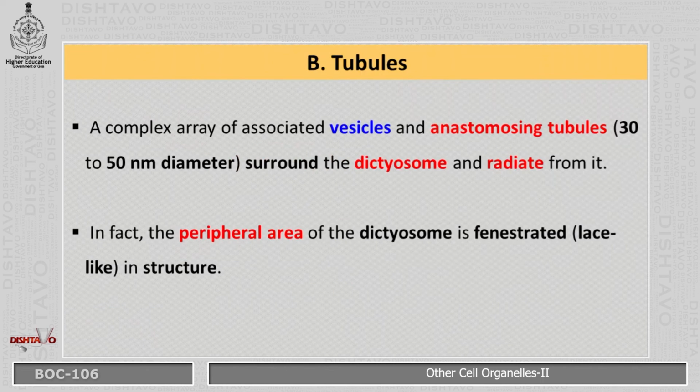Let us see the tubules. A complex array of associated vesicles and anastomosing tubules, which are 30 to 50 nanometer in diameter, surround the dictyosome and radiate from it. In fact, the peripheral area of the dictyosome is fenestrated, that is, lace-like in structure.